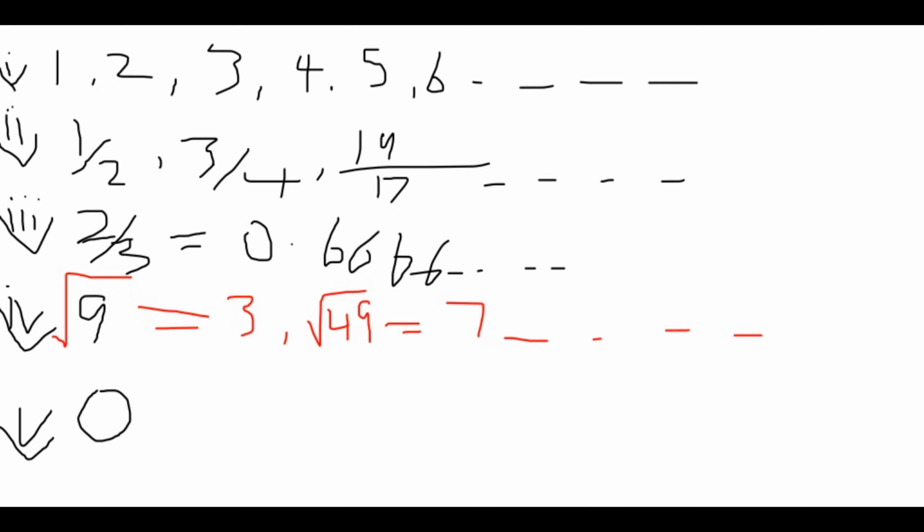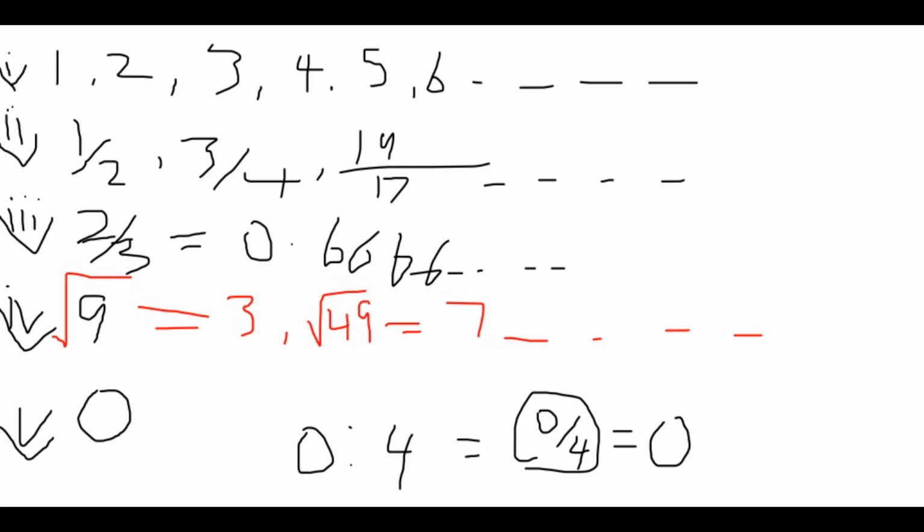Now some might say 0 is not a rational number, but in real sense it is a rational number because you can express 0 in exact ratio. Like we can have 0 ratio 4, for instance, which is the same thing as 0 over 4. And if we simplify this, we are going to have 0. So since it can be expressed as a ratio, it means that 0 is a rational number.